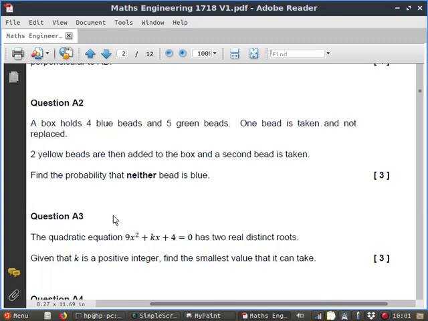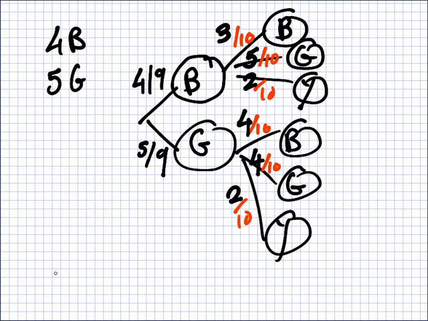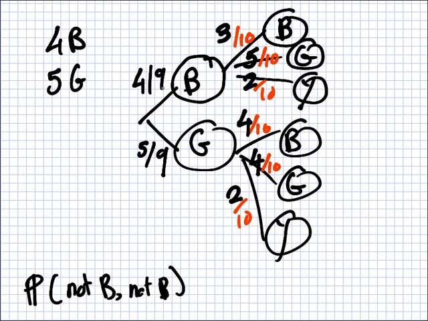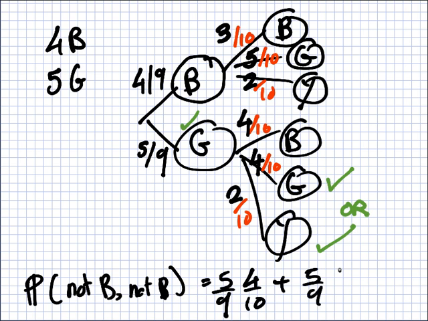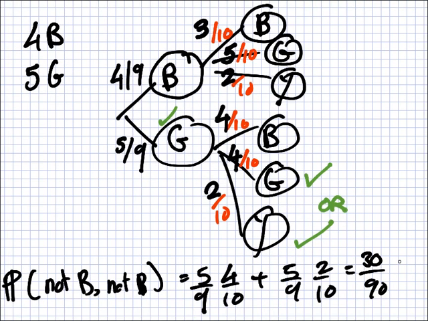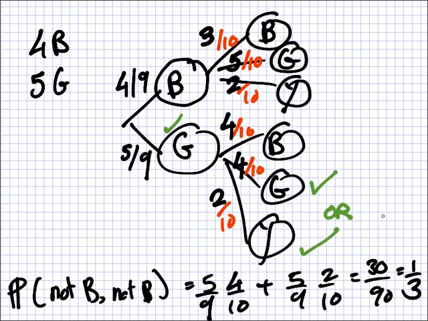So, what is the probability that neither bead is blue? So that's the probability of not blue and then not blue. Okay, so the first one is only 5/9. But then you can go here or here. So it's 5/9 times 4/10 plus 5/9 times 2/10. So that's over 90, 20 plus 10 is 30. Great. So that's one over 3. You got 1/3? Yes.